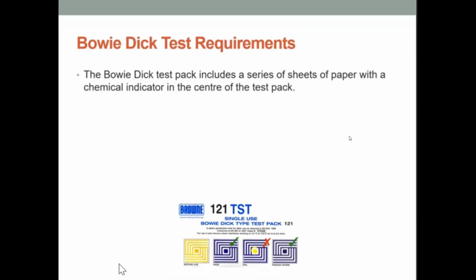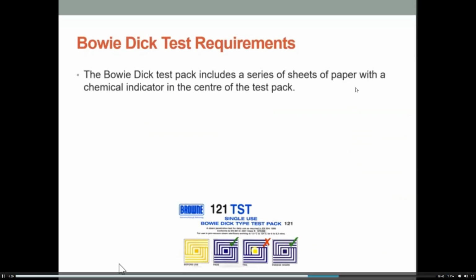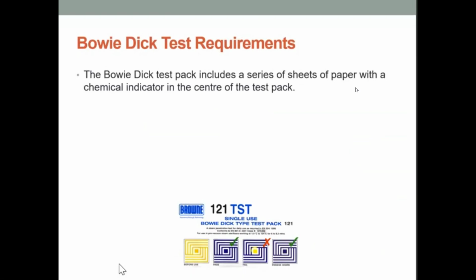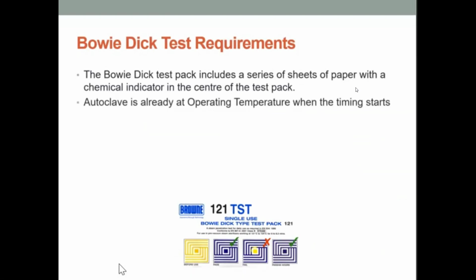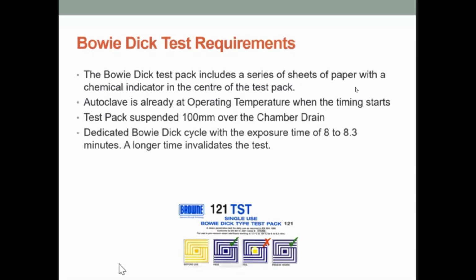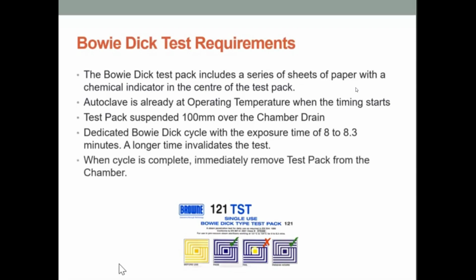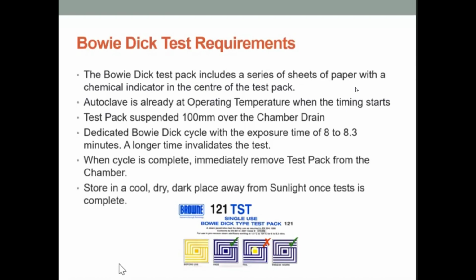The Bowie-Dick test requirements. The test pack includes a series of sheets of paper with a chemical indicator in the centre, like we've just seen. The autoclave is already at operating temperature when the timing starts. The test pack is suspended 100 millimeters over the chamber drain. Dedicated Bowie-Dick cycles have an exposure time of 8 to 8.3 minutes, and a longer time than that invalidates the test. When the cycle is complete, the test pack is immediately removed from the chamber and stored in a cool, dry, dark place away from sunlight once the test is completed.